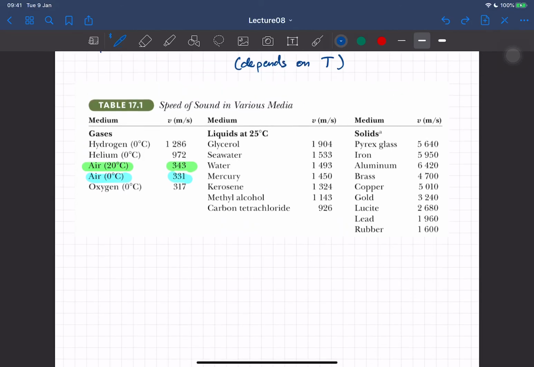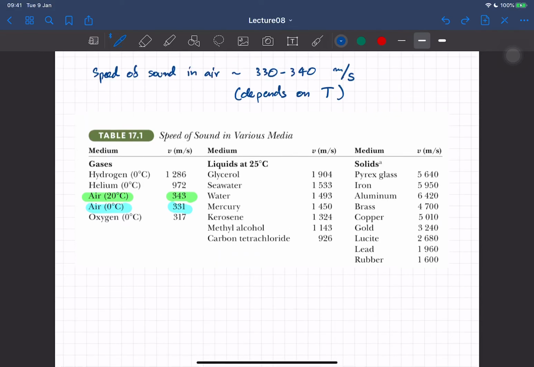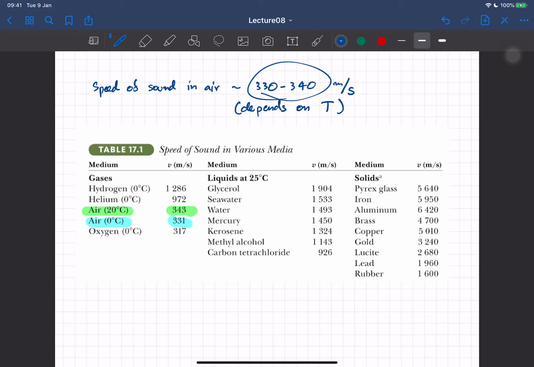Okay, so this is v, wave velocity of sound in different medium. Normally if it's in air, then it's going to be roughly about 330 to 340 meters per second.